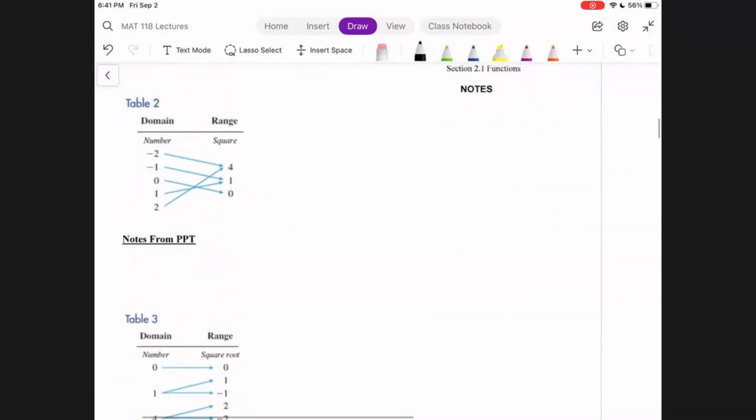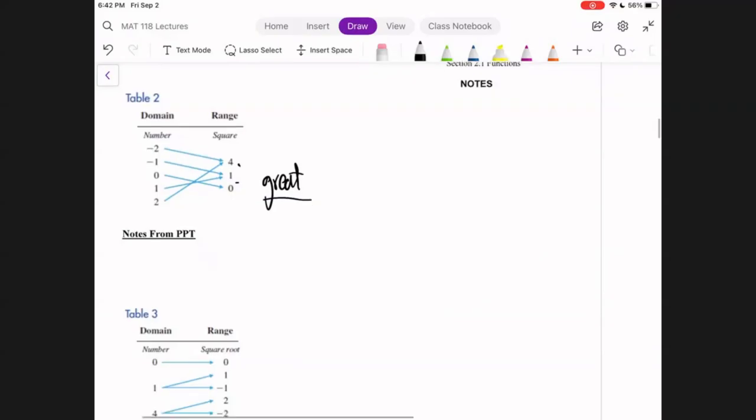So let's look at this one. We see this is also good. This is great. So some people might confuse this with, hey, wait, what about 4 and 1 here? Two things are going to that. That's fine because that's in the range. We don't want to see two arrows coming out of the same domain. It doesn't matter if they're all going to the same range value. Perfectly fine.